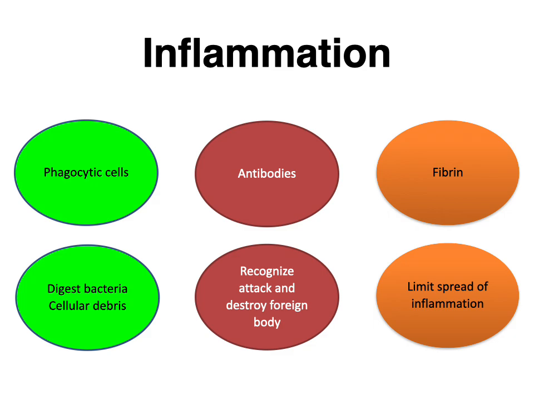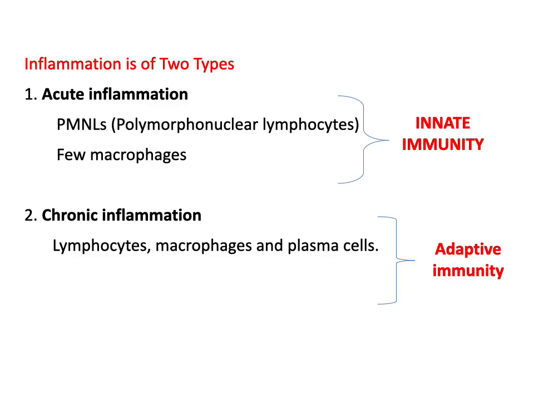The role of phagocytic cells includes digestion of bacteria and the remaining cellular debris. The antibodies come into action to recognize the attack and destroy the foreign body. And the fibrin, which comes at the last, limits the spread of the inflammation. The inflammation is of two types, acute and chronic.